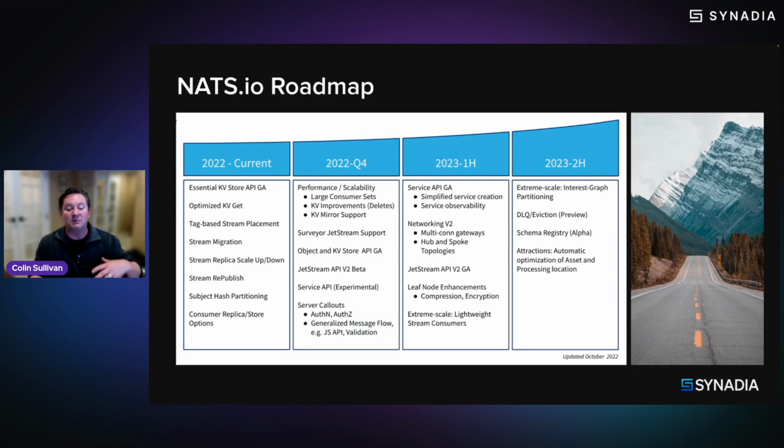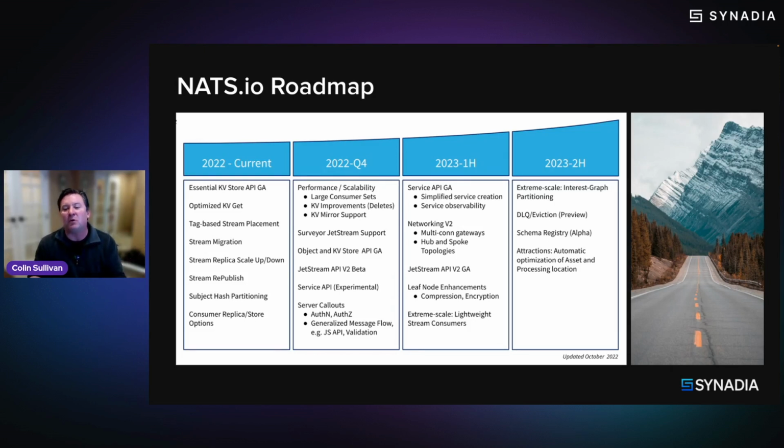And then some extreme scale, extremely lightweight stream consumers. This is more along the lines of IoT, but we're talking about millions of consumers. And then as we get to the second half of next year, we're going to look at extreme scale interest graph partitioning. I want to individually address 1 billion endpoints.